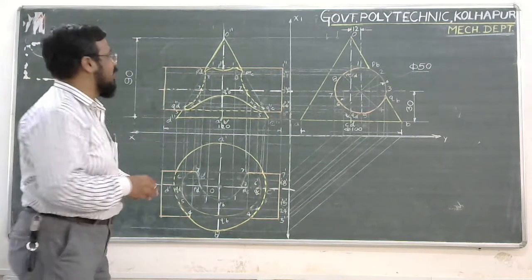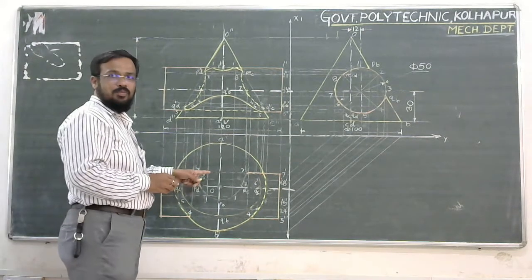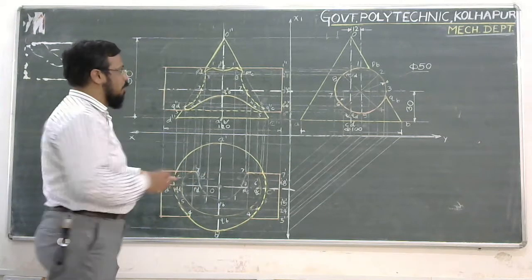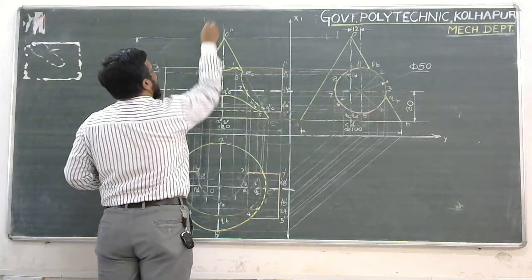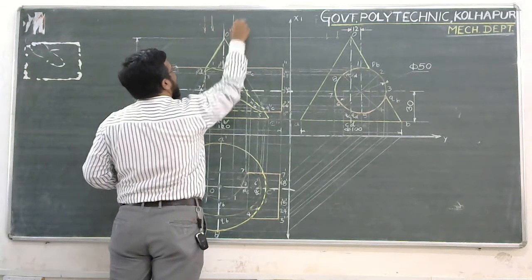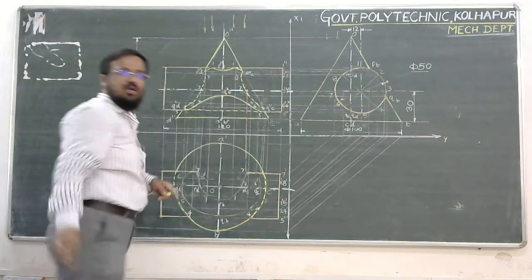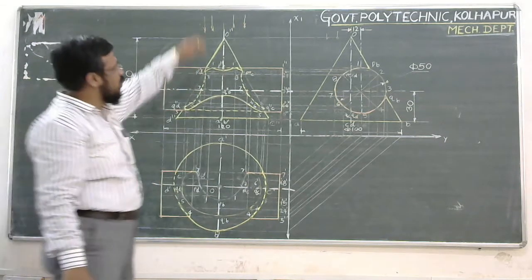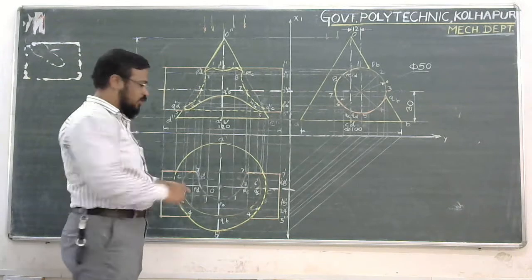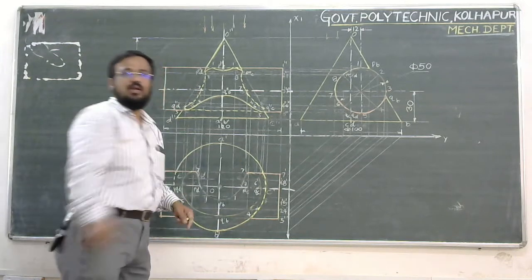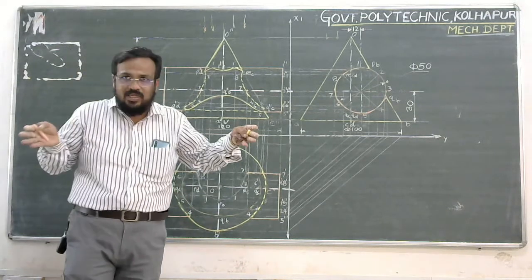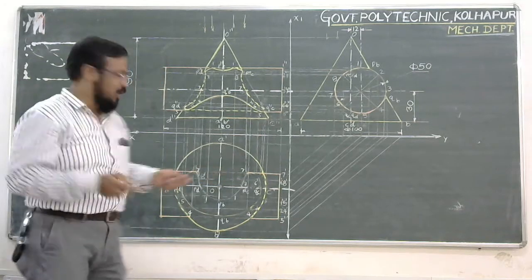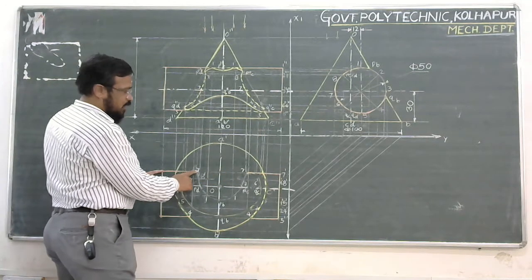Now we will apply the visibility for the top view. For applying visibility in the top view, you have to imagine that the observer is somewhere here, sitting over the top of this object and looking at the object from the top. Now first we will think of the cylinder. Of course, the portion which is outside the surface of the cone will be clearly visible. So the cylinder will be visible in this portion.